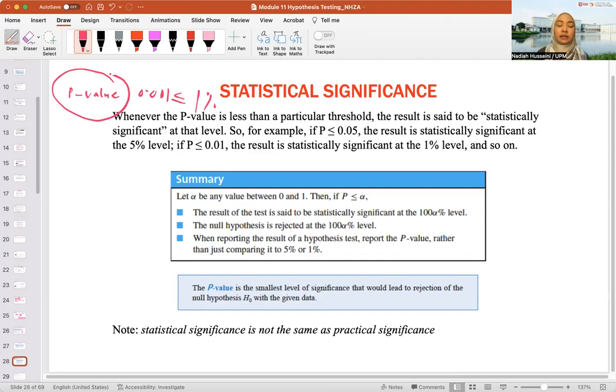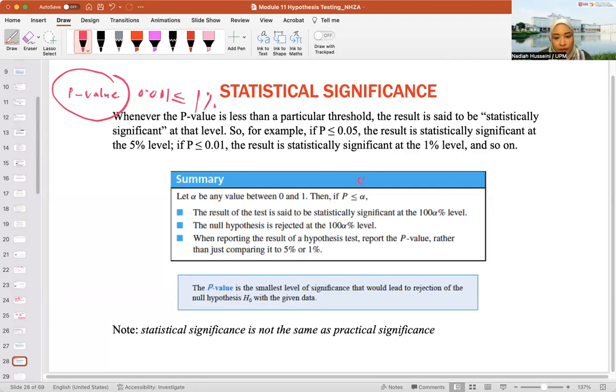Now, it seems like the statistical significance is redundant, right? Because we can just say the p-value, but we have to report it as well. Okay, so for example, I already mentioned this one. Summary: let alpha be any value between 0 and 1. Then if P is less than or equal to alpha, the result of the test is said to be statistically significant at 100 times alpha percent.